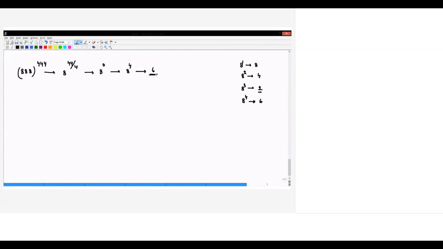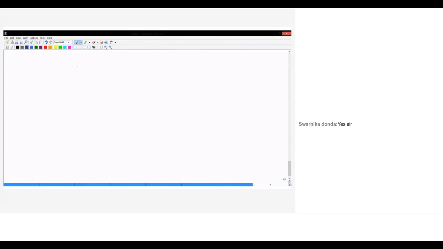Is it okay? Hope you understood that. Now, what is the unit digit of this expression?